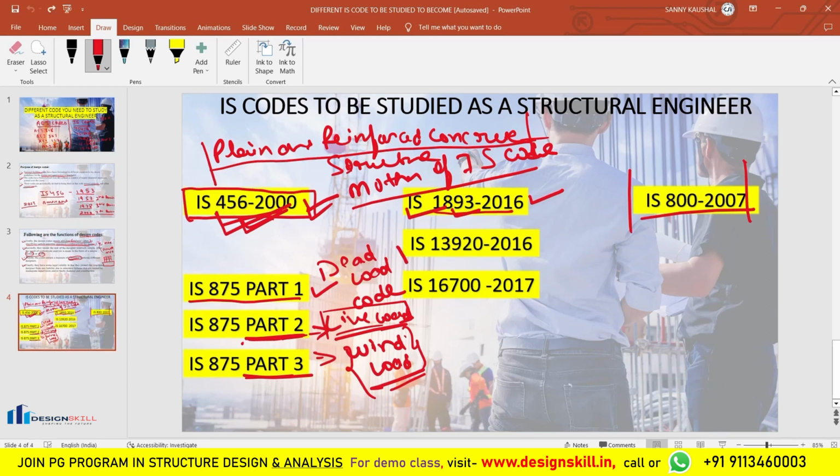Now the next code is your IS 13920 2016. This code is also called the ductile design code. The reason we call it a ductile design code is that if you want ductile design in your structure, then you have to follow this particular code. Otherwise IS 456 2000 is good enough for detailing purposes, but if you want more ductility in your structure, then you have to follow this code for detailing it.